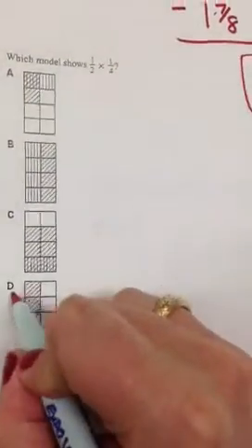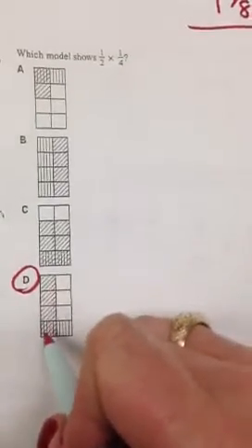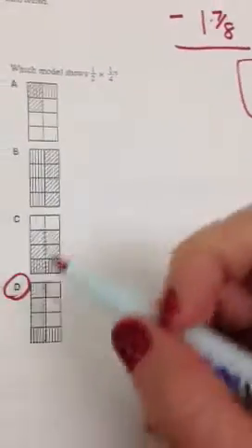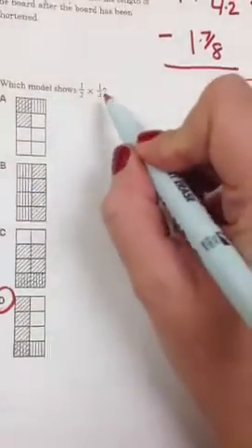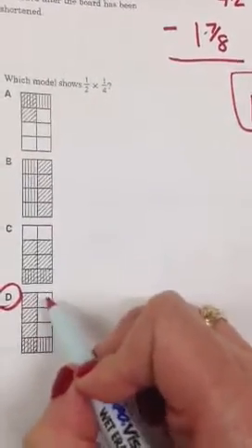Okay? So D is the correct answer because you see half of it shaded. So your first fraction is half. There is half shaded. Then going horizontally, you should see 1/4 shaded. So there's 1 out of 2, 3, 4.